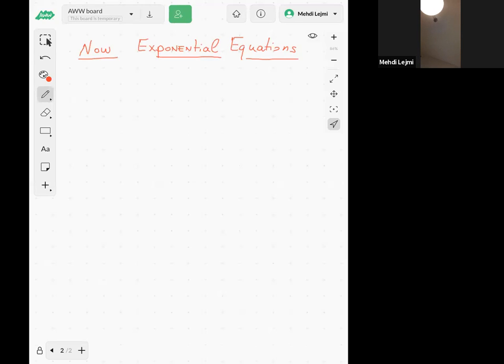So here's the first example. So let's say you have 6 to the power x minus 1 equal to 6 to the power minus the x plus 2.